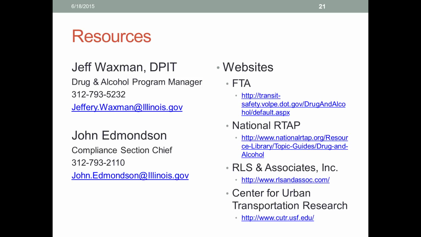And then the Center for Urban Transportation Research out at the University of South Florida, they are probably second in line to RLS in terms of their drug and alcohol acumen. So they have a lot of good resources for implementation of the program. The rules for drug and alcohol testing on 5307 are no different than they are in 5311. This is across the board, so there's definitely no change there. So they're still a very viable resource for your rural program as much as they're an urban program.